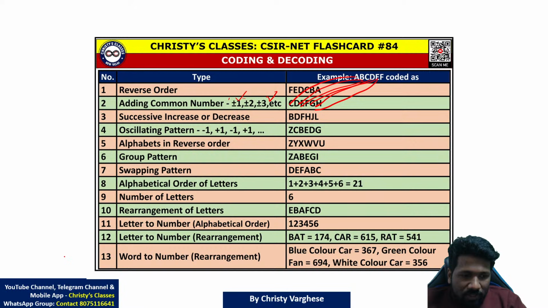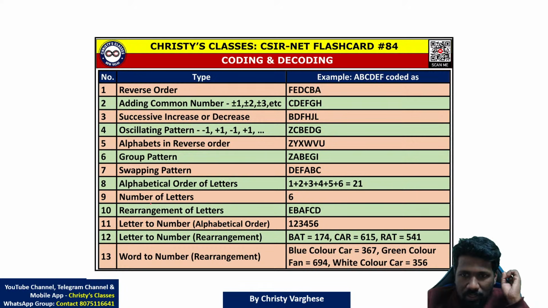Successive increase means first term one increase, second term another, like A plus 1 is B, B plus 2 is D, C plus 3 is F, D plus 4 is H, E plus 5 is J, and F plus 6 is L. So plus 1 plus 2 plus 3 plus 4 plus 5 plus 6 ऐसा successive increase है. Then oscillating pattern भी हो सकता है.